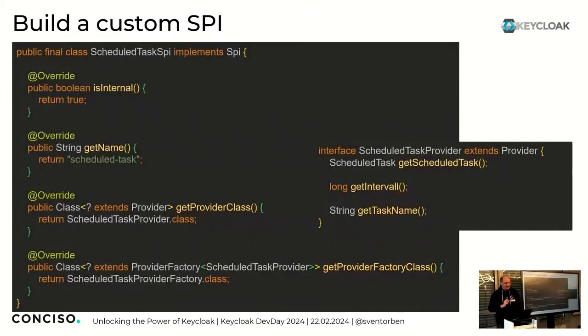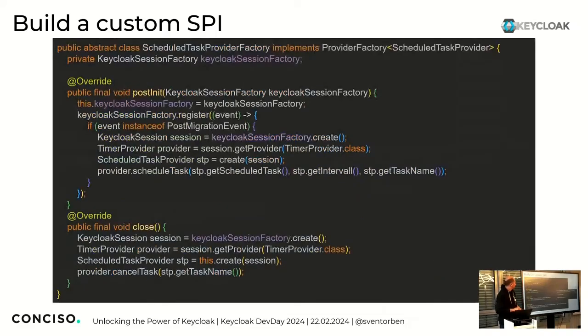What I would recommend instead is to build your own custom service provider interface. Build something that you call, I don't know, schedule task or something. It's quite easy in Keycloak. So you basically say, okay, what is my provider class? What's my provider factory class? You implement these things. For the schedule task provider, you don't need much. You need the interval, maybe a task name, and the actual code that should be executed. That's it.